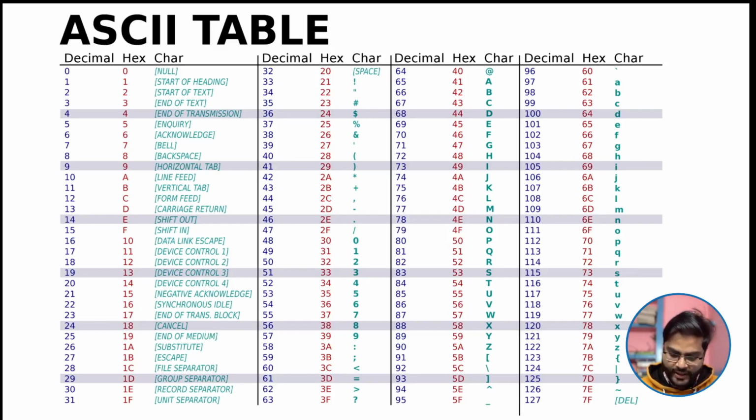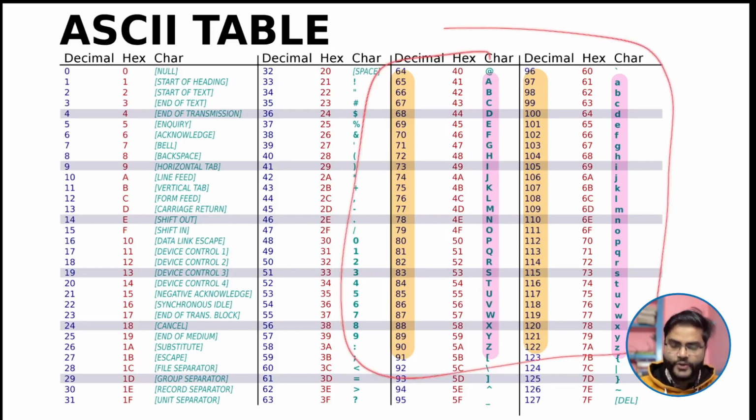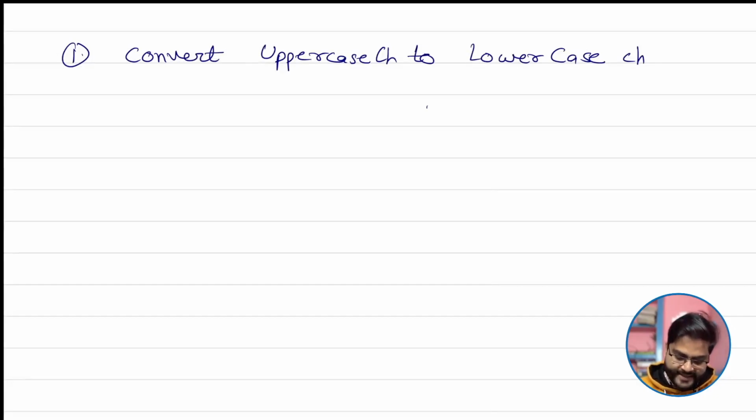So these are my uppercase characters. Let me highlight them. These are my uppercase characters and these are my lowercase characters. You don't need to learn all these values. Just remember the starting value of uppercase character and lowercase character. That will be fine. So what is the ASCII value of capital A?